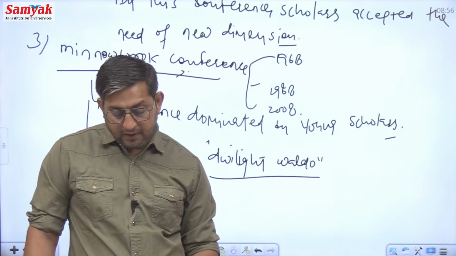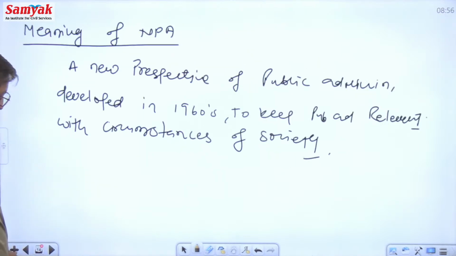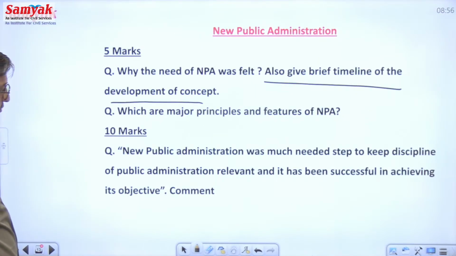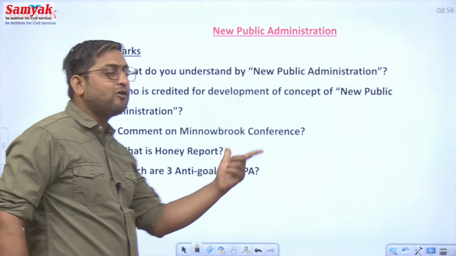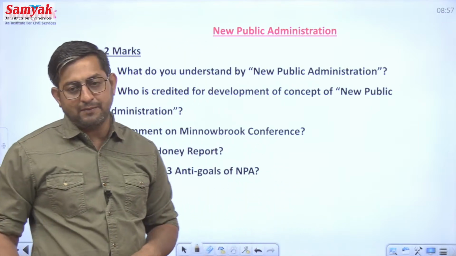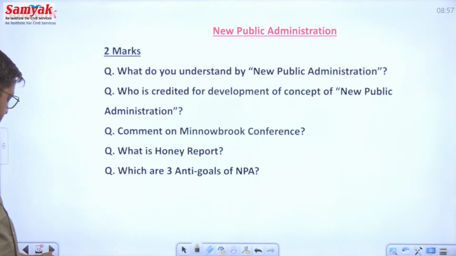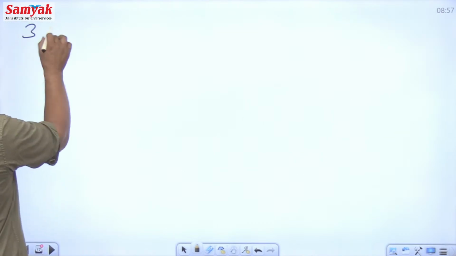ठीक है, अब बात आती है देयर वाज वन क्वेश्चन रिगार्डिंग द एनपीए एंड दैट क्वेश्चन वाज, what are 3 anti-goals of the NPA? ये anti-goals का concept जो है that is the prime question from the NPA and that is one of the most important questions from the NPA. तो ये anti-goal वाला concept क्या होता है अपने वो भी बात कर लेते हैं. 3 anti-goals of the NPA.